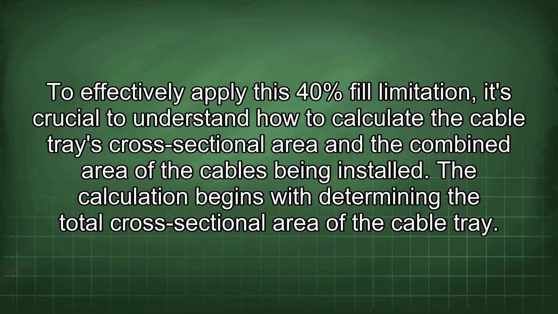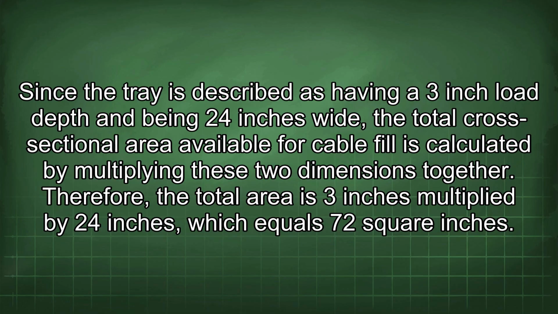To effectively apply this 40% fill limitation, it's crucial to understand how to calculate the cable tray's cross-sectional area and the combined area of the cables being installed. The calculation begins with determining the total cross-sectional area of the cable tray. Since the tray is described as having a 3-inch load depth and being 24 inches wide, the total cross-sectional area available for cable fill is calculated by multiplying these two dimensions together. Therefore, the total area is 3 inches multiplied by 24 inches, which equals 72 square inches.